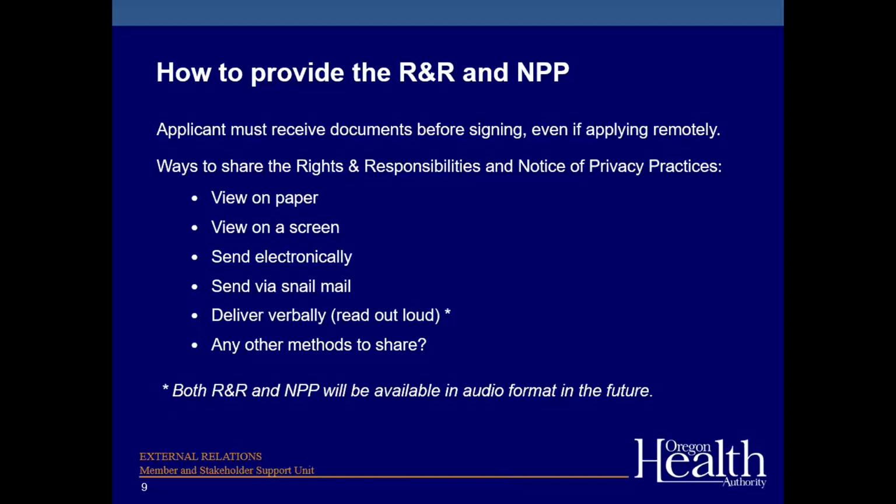And the good news is they can view them on a piece of paper, in person or in their own space. They can view them on a screen, which means that if they are with you in person, you can turn your screen to them and they can look at it on your screen. Or you could send them electronically a link and they can open it up and look at it on their own screen. You could even send them screenshots through text. You could send it to them via snail mail, so they receive a piece of paper in their mailbox.